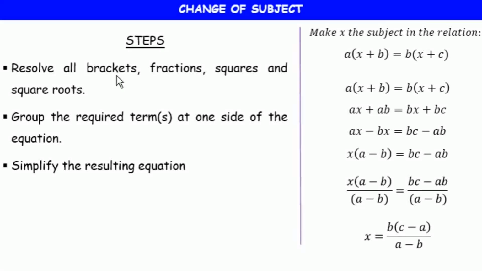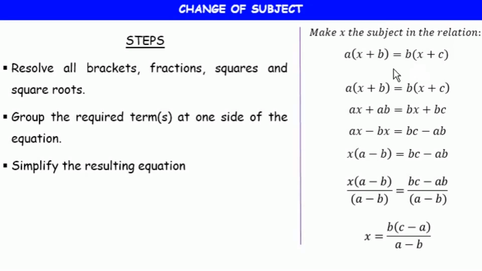So that is what we do here. We remove all brackets, all fractions, all squares and square roots. We will be looking at how to resolve fractions and how to eliminate squares and square roots later in the lesson. But that is the first and foremost thing that you have to do. So remove all brackets, fractions, squares, square roots. Let's look at this example.